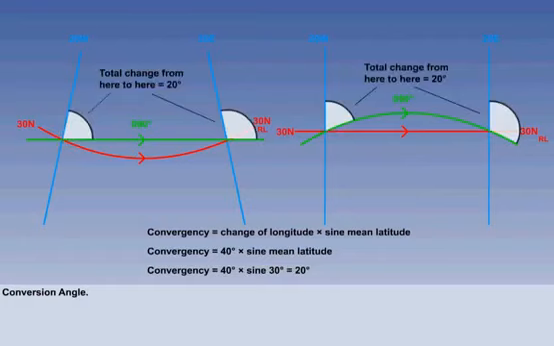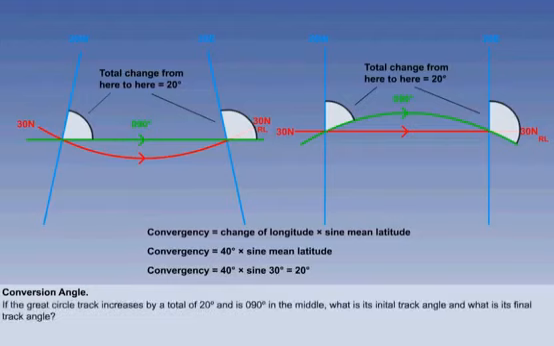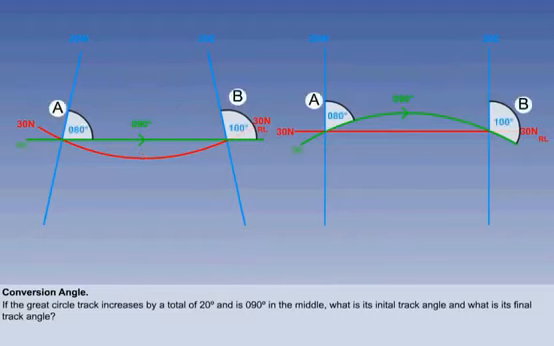Now, bear in mind that in the northern hemisphere, tracking from west to east, the track angle will increase. Remember the DIID rule. If the great circle track increases by a total of 20 degrees and is 090 in the middle, what is its initial track? And what is its final track? If the track angle increases by 20 degrees and is 090 in the middle, it must start on 080 degrees and finish on 100.